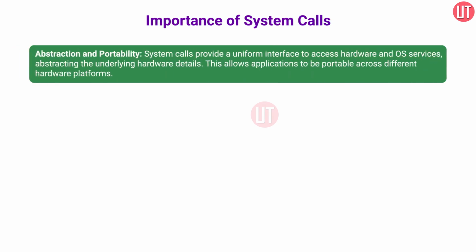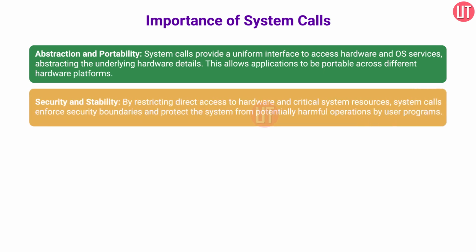Abstraction and portability. System calls provide a uniform interface to access hardware and OS services, abstracting the underlying hardware details. This allows applications to be portable across different hardware platforms. Security and stability. By restricting direct access to hardware and critical system resources, system calls enforce security boundaries and protect the system from potentially harmful operations by user programs.